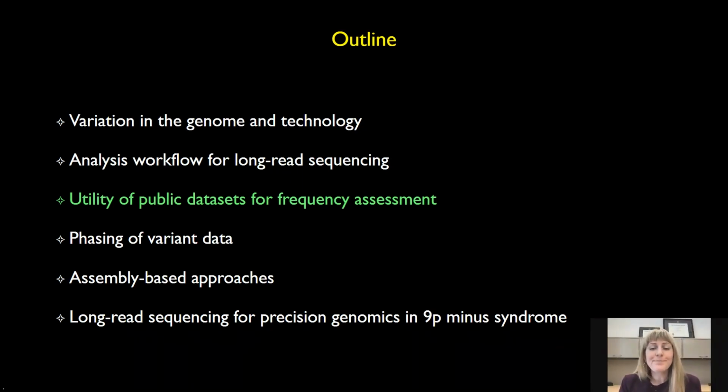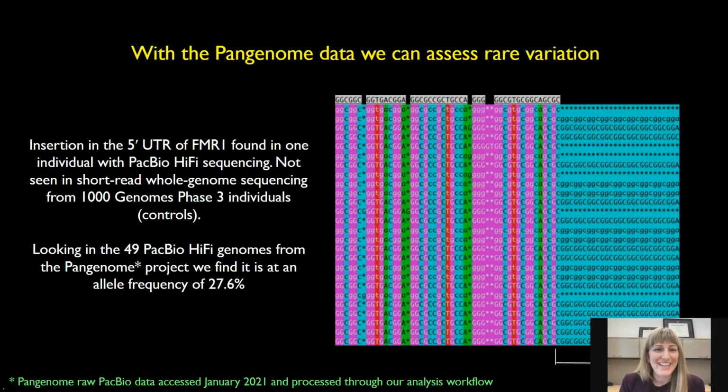So that led me to the next area, which is looking at public data sets to generate frequency assessments. Now, as I mentioned, no public data had seen this variant. And so what we did was we looked all over the web trying to find public PacBio HiFi data. And we identified 49 PacBio HiFi genomes from a project called the Pan-Genome Project. And we accessed this raw data in January 2021, and we processed all of the individuals from the raw data through our bioinformatic workflow that I showed you a few slides ago. When we did this, to our great surprise and somewhat to our relief, this variation has an allele frequency of 27.6% in these pan-genome individuals, which indicates that it's probably not relevant for our patient, but it told us that having control data was very important for the type of work that we're doing when we're looking at patients.